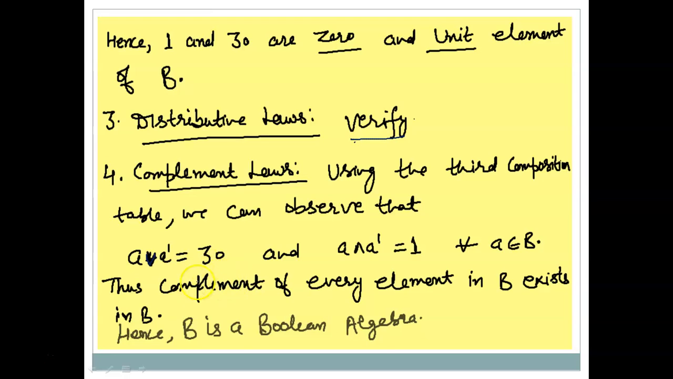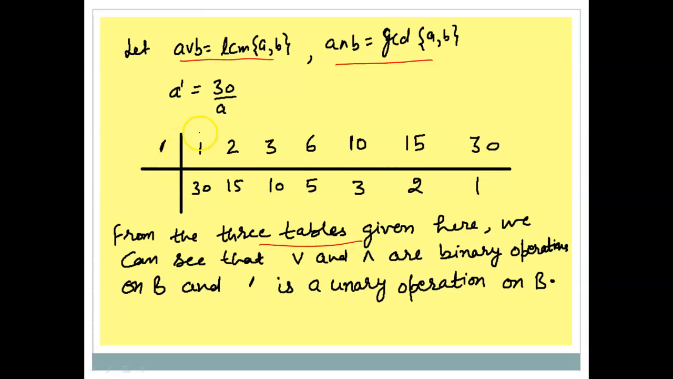So in fact, you can verify this from this table. A join A dash is 30. Let us see this table, third one. Suppose you are taking A equal to 3, and obviously A complement is 10. Then A join A dash means LCM of 3 and 10, and that is equal to 30. So you are getting A join A dash equal to 30. So you can take any A here and then the corresponding A dash, so you will get 30.